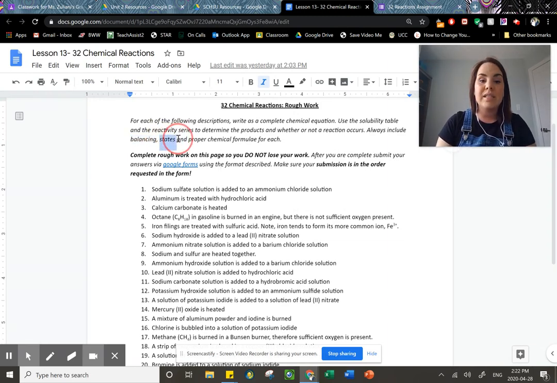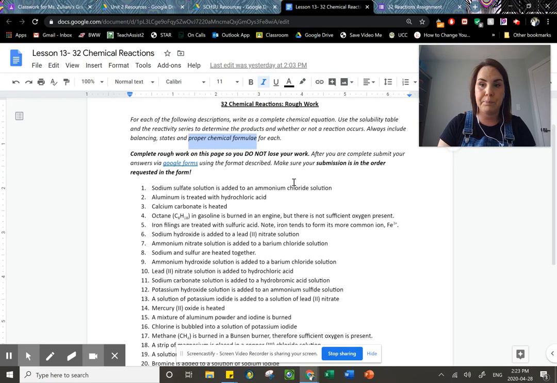Make sure your states are included where they should be included. So for example, in your double displacement reactions, you absolutely should be including your states and your proper chemical formula. So you're not giving me these answers in word equations, you're giving them in chemical equations, okay?